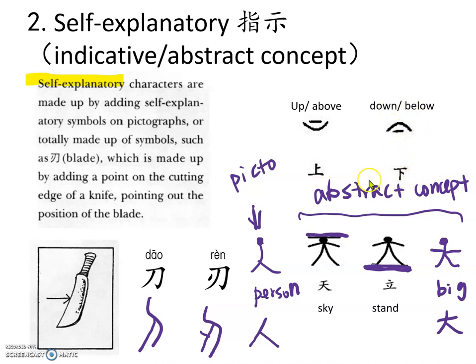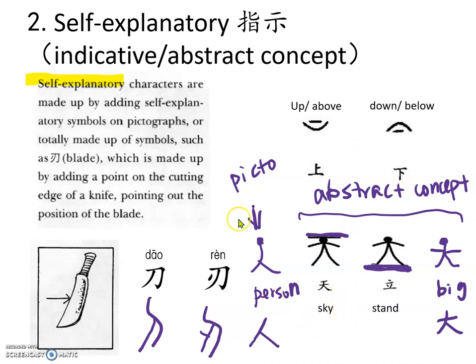It looks like that. So for up, you see the line and everything happens above the line. And down or bottom or below is everything that happens underneath the line. So they're more abstract concepts.